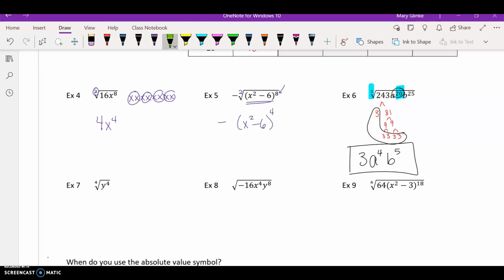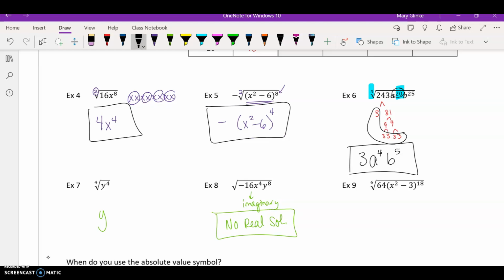So now let's look at the 4th root of y to the 4th. For that one, you have 4 y's and you want a group of 4 of them, so you bring out your y. For number 8 here, the square root of this is going to be imaginary. So we know the square root of -1 is i. So when that's the case, you can write down no real solution, because for these ones, we are looking for your real solutions only.